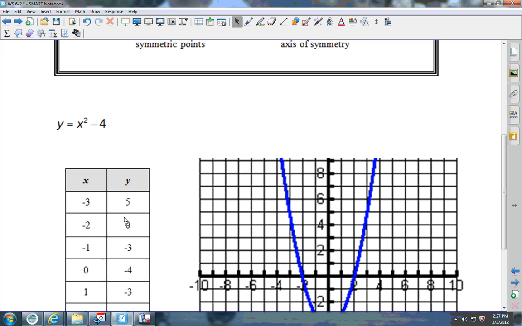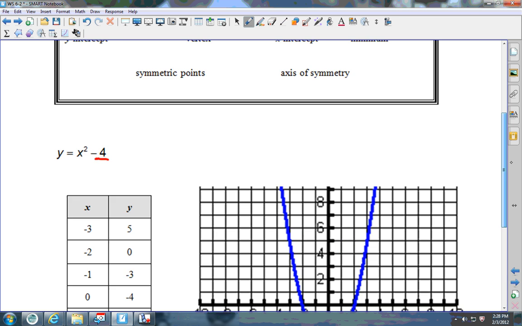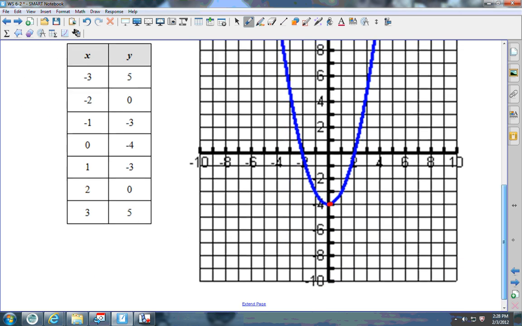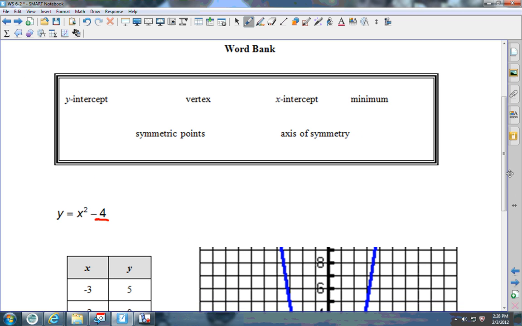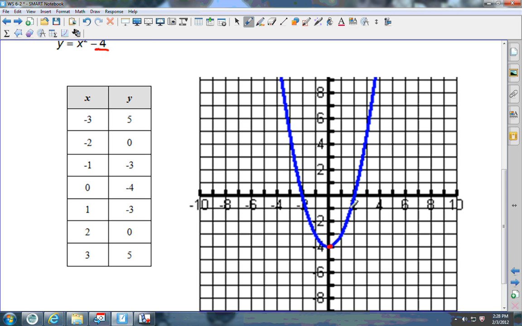Okay. First off, this is the equation y equals x squared minus 4. Look, minus 4 right here. What is that minus 4? What is that compared to the parabola? Let's look at these words. This right here, we said the point where the parabola changes direction, that's the vertex. Here it is right here, 0, negative 4. So this is the vertex. Okay? So we found the vertex.